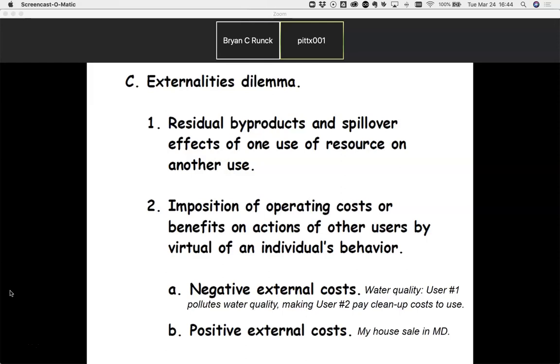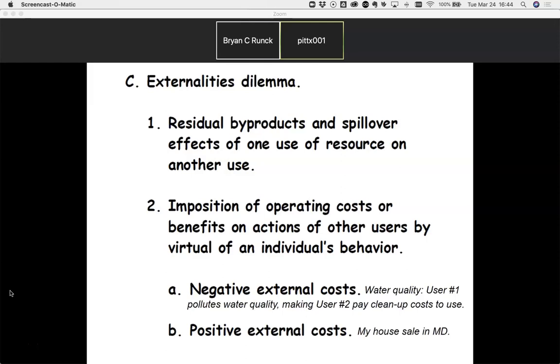So in this situation, then, the first user is imposing a negative externality, a negative external cost on the second user. They're called external costs because user one creates the cost of having to clean up the water for the second user. The second user would otherwise not have to pay that, but because of user one's behavior, the second user has to pay the external cost of cleaning up the water in order to use it.